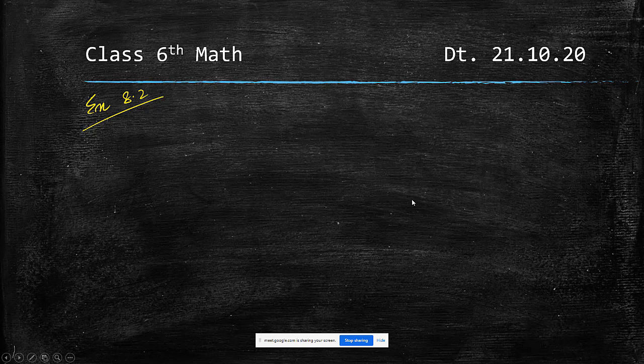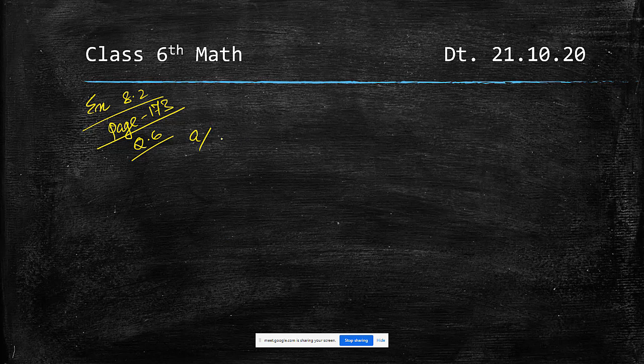Okay, exercise 8.2, question number 6, page number 173. Between which two numbers in tens place on the number line does each of the given numbers lie?